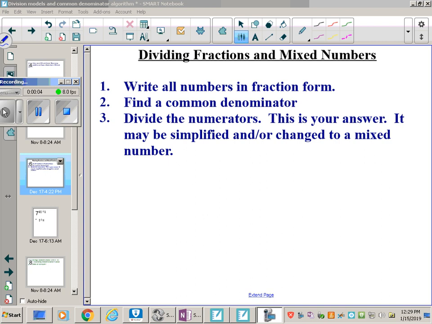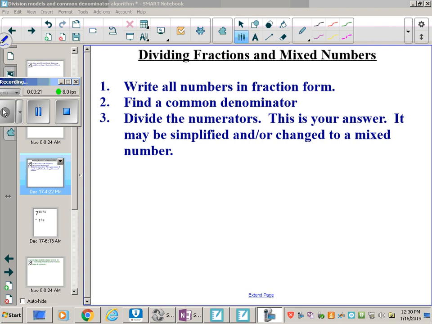Today we're going to work on dividing fractions and mixed numbers, and the steps for this are really pretty simple. There's more than one way you can do it, and you may have learned it a different way before, but the method we're going to use today requires us to find a common denominator. So let's take a quick look at the steps.